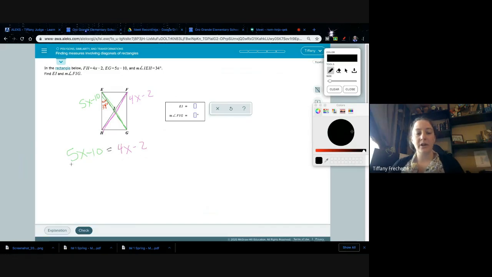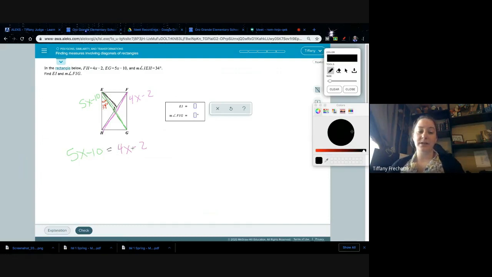So we want to bring our variables together. Oh, let's cover what we're finding first, because I read that in my head, but I haven't read it out loud. So I want to know, what is this length here, EI? That's the first thing they're asking. In order to know EI, I first need to know either what the whole thing is or what a half is. But in order to find that, I'm going to need to know what x is.